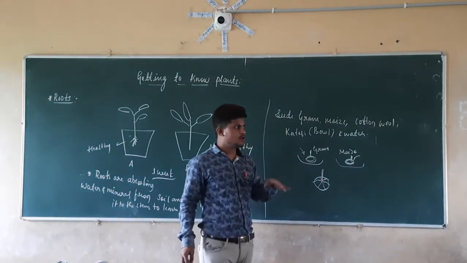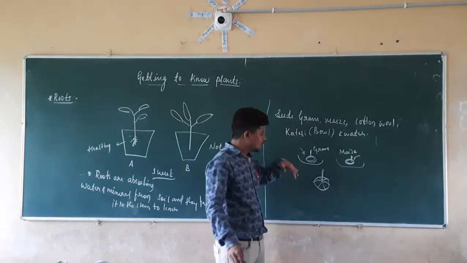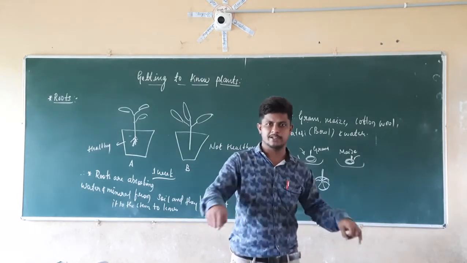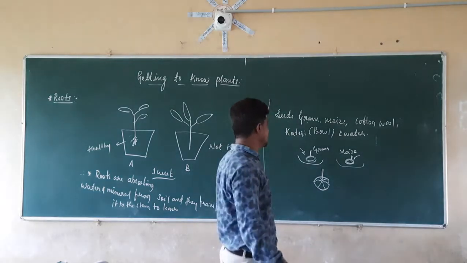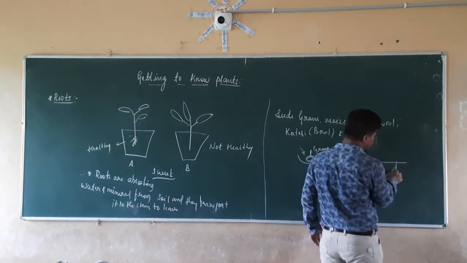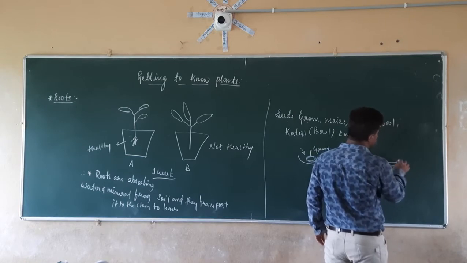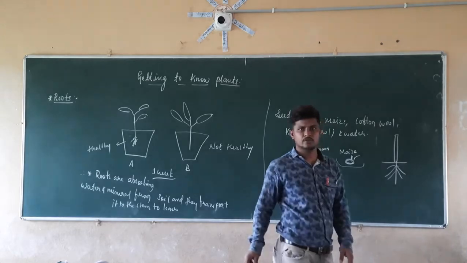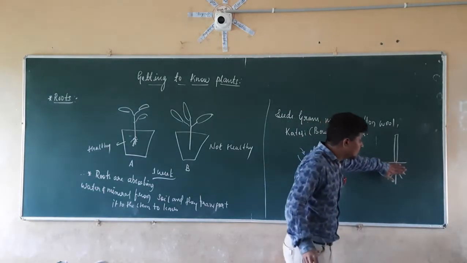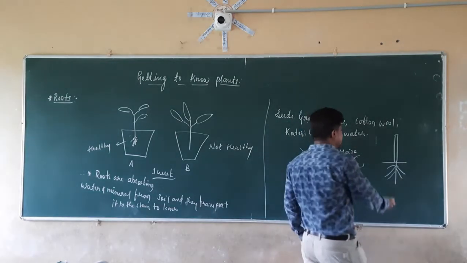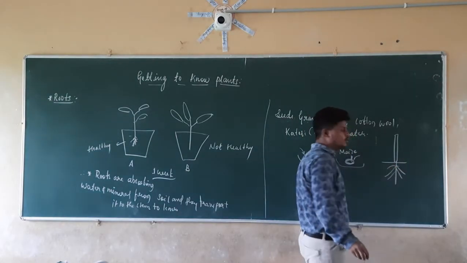When the roots are grown, what is going to happen? Roots are going to expand in such a manner that they spread in the soil. When they spread in the soil, what are they going to do here? They are going to give the support to the tree. If there is no root, what is going to happen? The tree is going to fall. Because of that, the roots are giving the support.